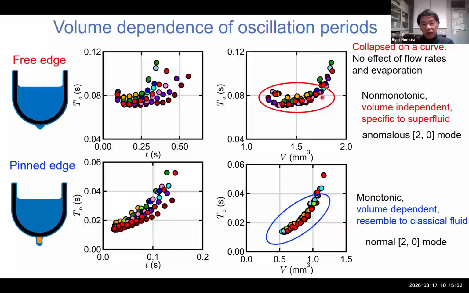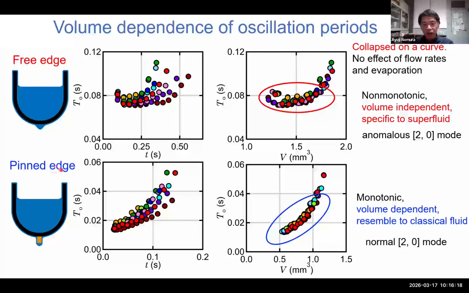For this free edge case, it has a nearly volume-independent oscillation period. Maybe we have a slight increase, so it has a shallow minimum around here. So it's non-monotonic and nearly volume independent around here. This kind of motion is specific to the superfluid, and I call this anomalous 2-0.